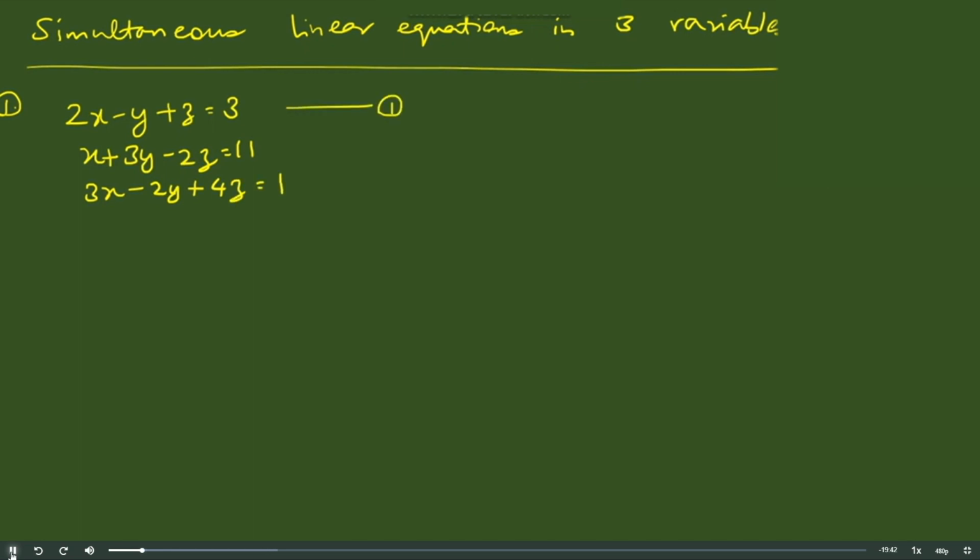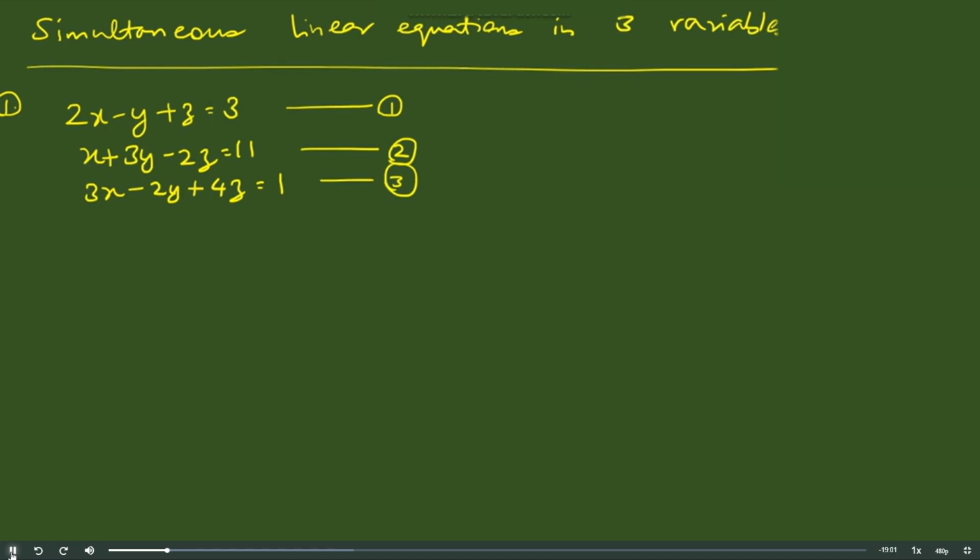Let's number the three equations 1, 2 and 3. Now I'll first show you the elimination method. Now look at this carefully. Pay attention, please. Now we have three variables x, y and z. We have to bring the three equations to two variables by eliminating the third variable. Once we eliminate the third variable, we'll solve for x and y, and then we will find the value of z by substituting the values of x and y in one of the equations.